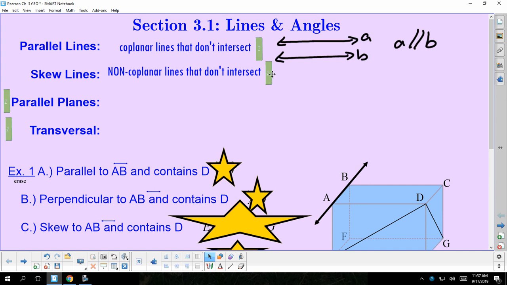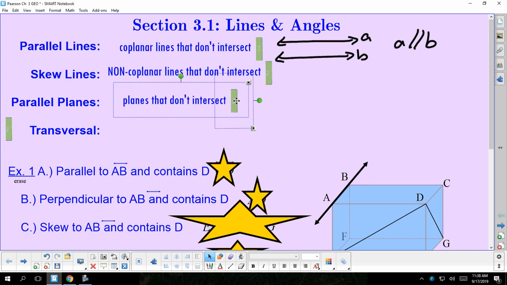Parallel planes. Planes that don't intersect. Just as we have lines that don't intersect, we have planes that never intersect. Those are parallel.